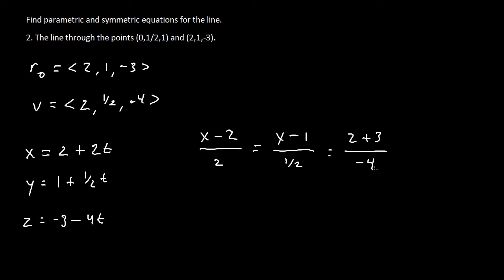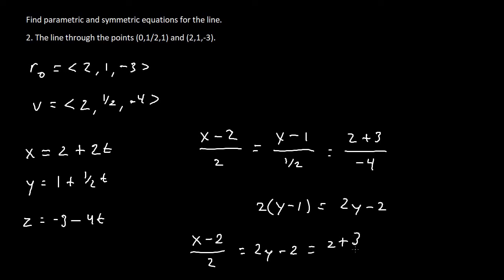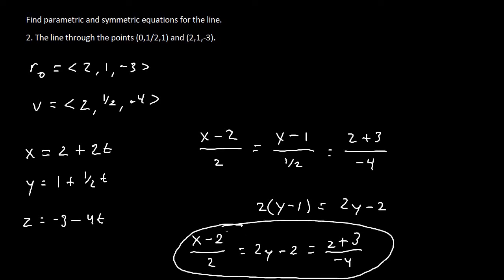Now since this is dividing by 1/2, you could simplify it also to y minus 1 times 2. So that'll give us 2y minus 2. So if I rewrite it, I can rewrite it as x minus 2 over 2, which equals 2y minus 2, which equals z plus 3 over -4. And those are going to be the symmetric equations.